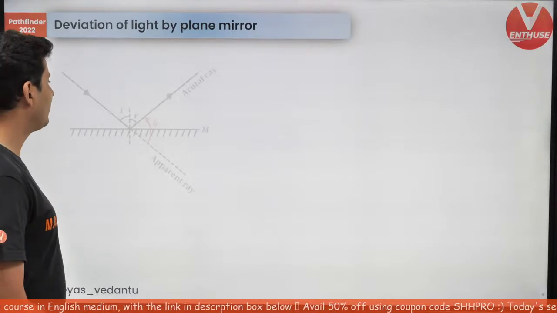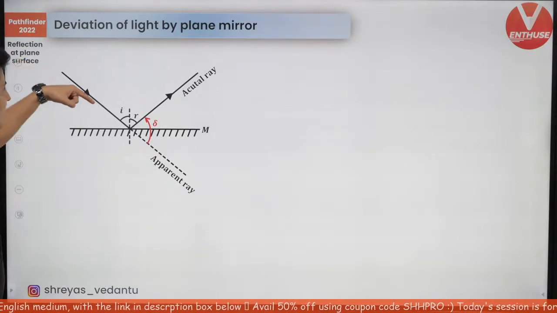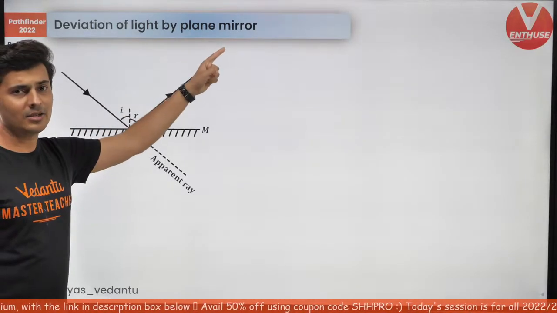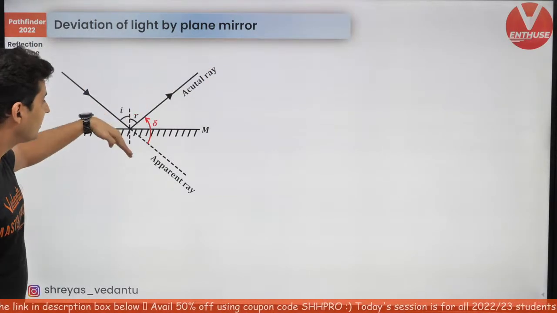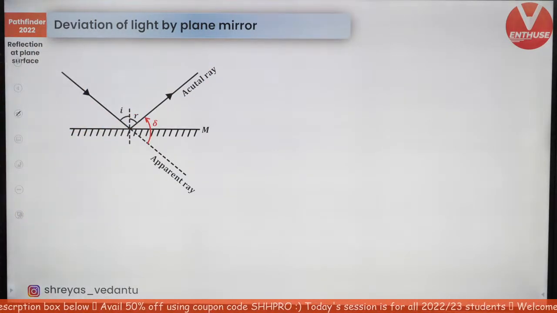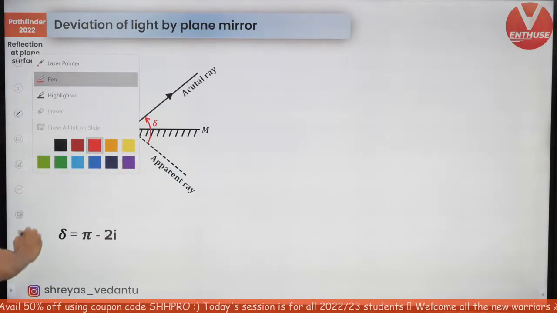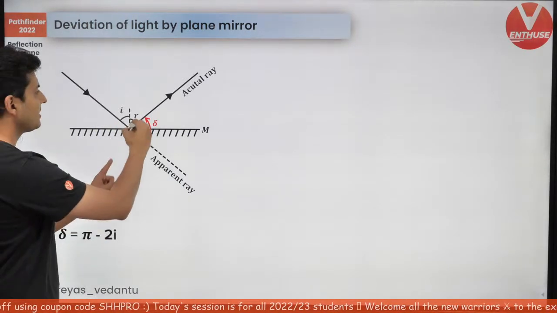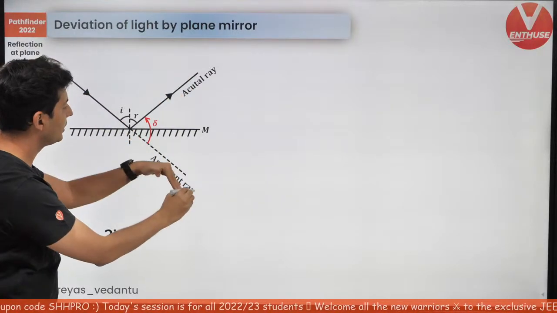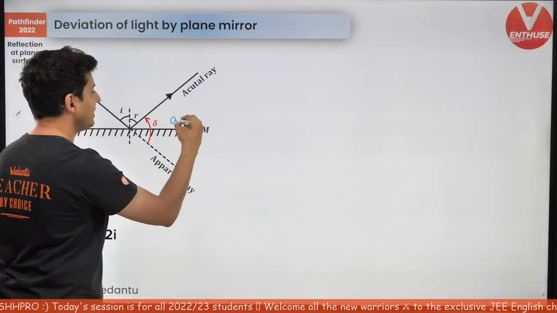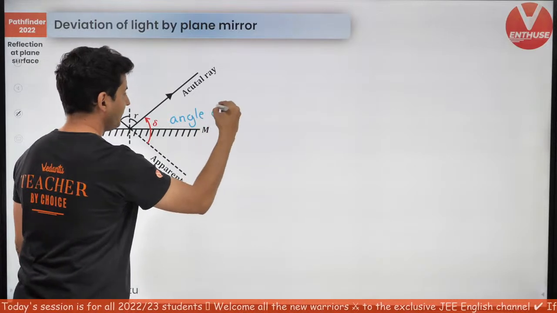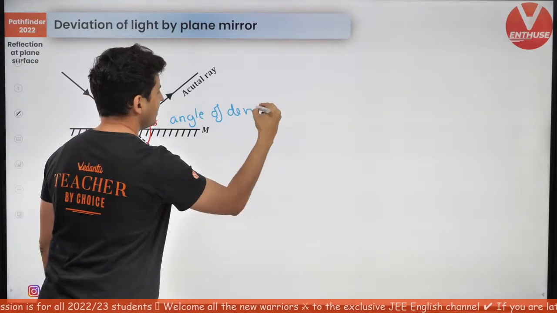So, deviation of light by a plane mirror. That means light was coming like this, and it gets deviated this way. It deflects. This is called the angle of deviation, and that angle of deviation is 180 minus 2i. Very simply put, look at this. This is the actual ray. This is where the ray was going to go. This delta is basically your angle of deviation.